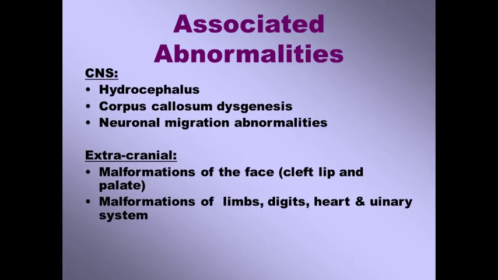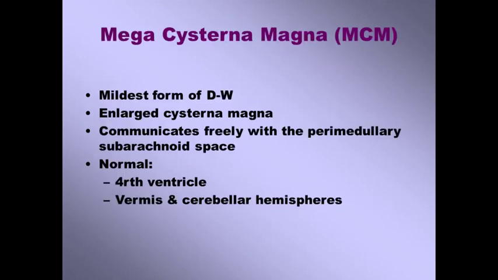Associated anomalies include hydrocephalus, corpus callosum dysgenesis, neuronal migration abnormalities, and extracranial anomalies like malformation of the face, cleft lip and cleft palate, and malformation of limbs, digits, heart, and urinary system. Megacisterna magna is the mildest form of Dandy-Walker, with a large cisterna magna communicating freely with the pre-medullary subarachnoid space. Some people call this Dandy-Walker variant. The fourth ventricle, vermis, and cerebellar hemispheres are normal.